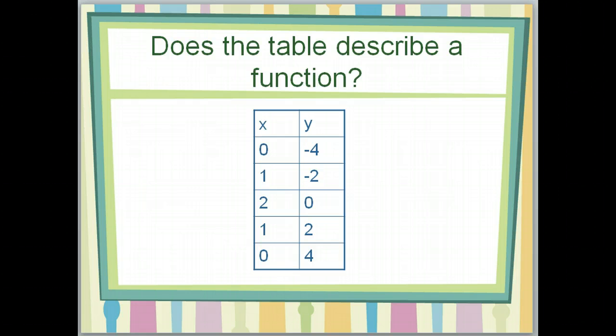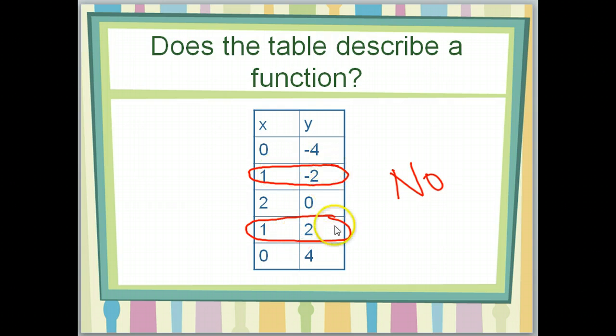In this table, the x value of 1 has a y value of -2. But this x value of 1 has a y value of +2. This is not a function because we have a value of x that has two different values of y.